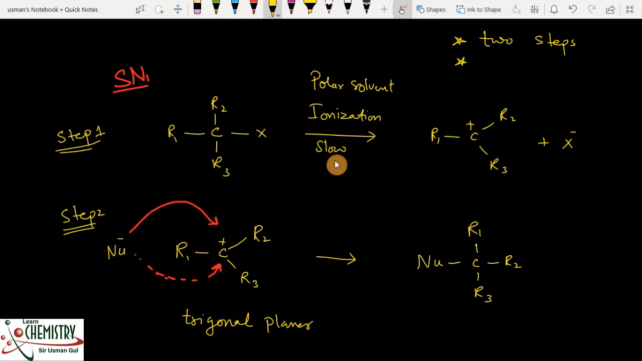So according to this definition, our rate determining step will be step number 1. In step number 1, we can see there is only one molecule. That means the rate of this reaction will depend on only one molecule. So when we write the rate law, the rate will be directly proportional to the concentration of alkyl halide only. That is the reason the order of this reaction is 1, and that is the reason we identify this one as SN1. Now I will give you a real example for this.